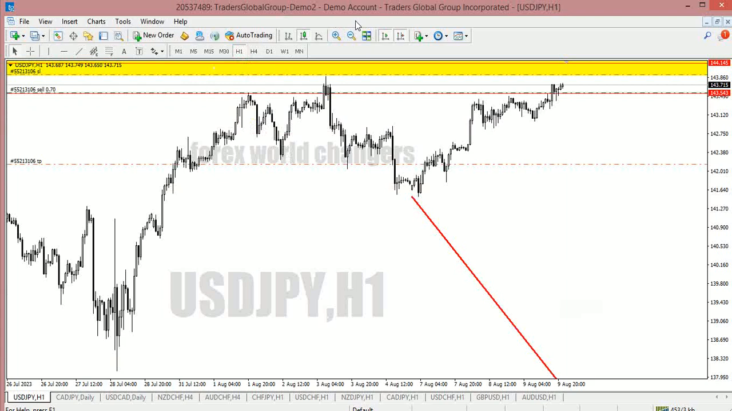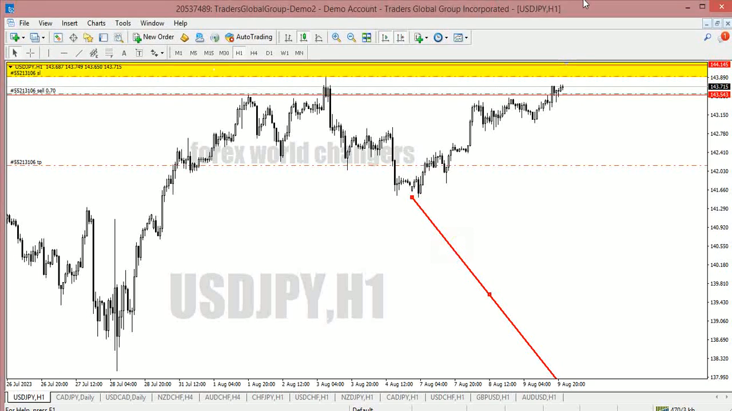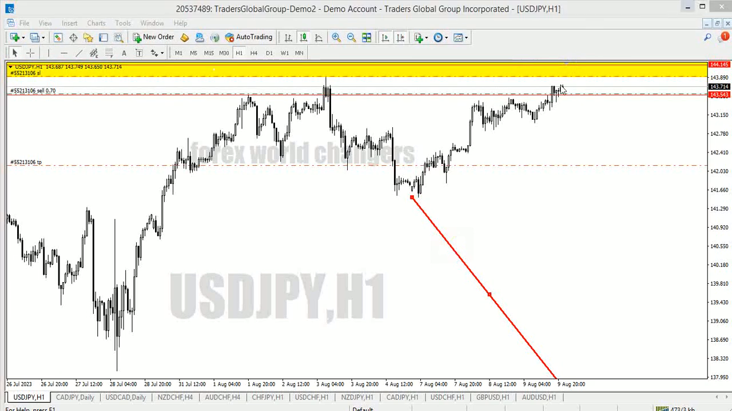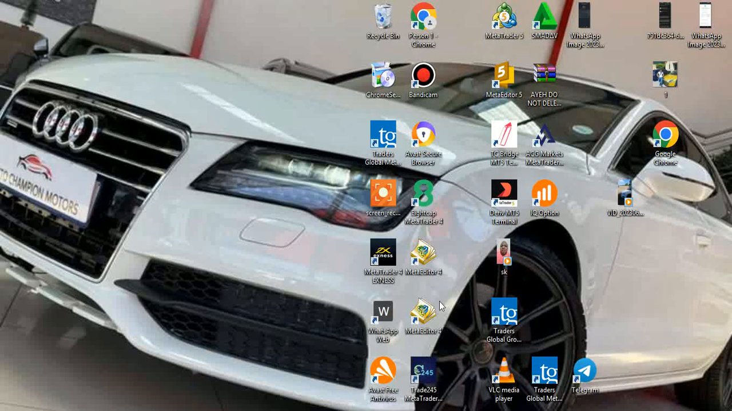The reason for me selling is this Quasimodo I've seen at this point. There is a shoulder and then there is a head. Let me do a small theory of Quasimodo. Let me see if this is recording, because I don't want to do a video only to find out that it's not recording.